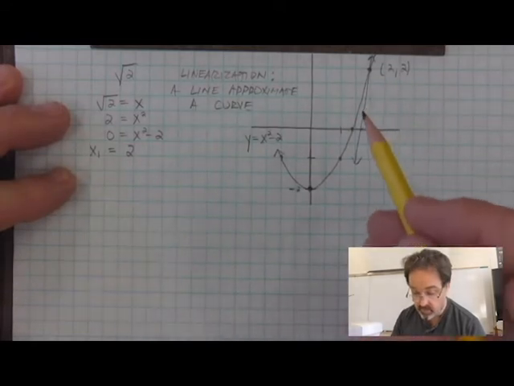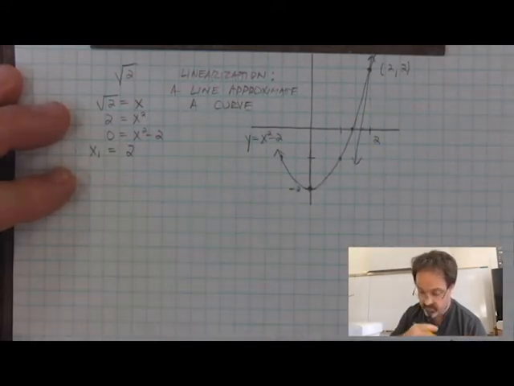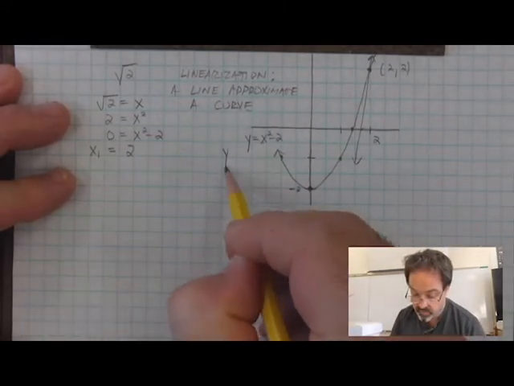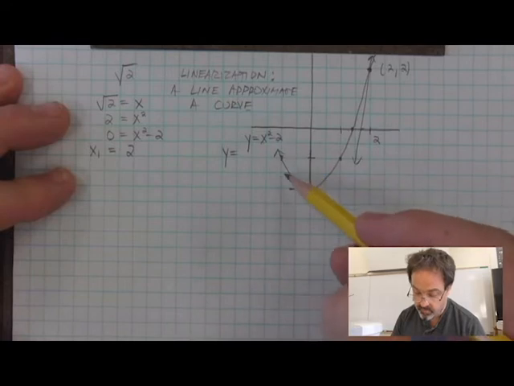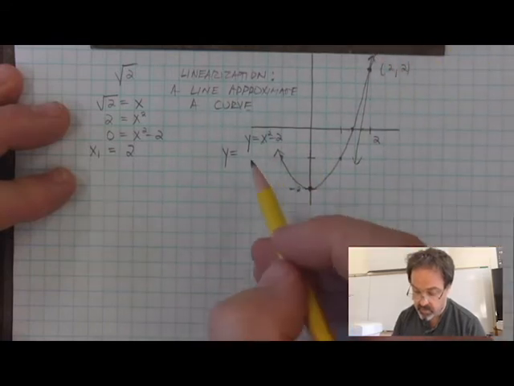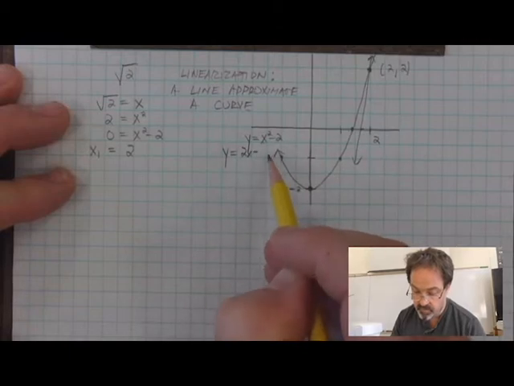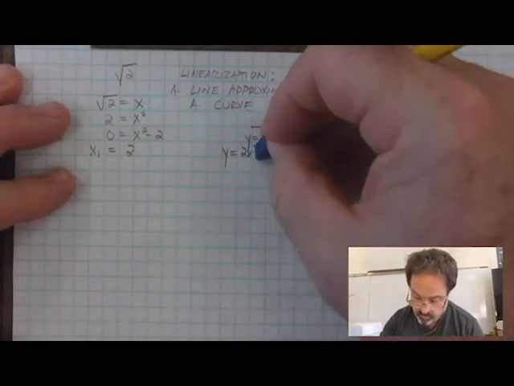And I need the slope of that tangent line. The slope is going to be found by the derivative. The derivative of this equation here is 2x minus 0. So I will not include the minus 0.